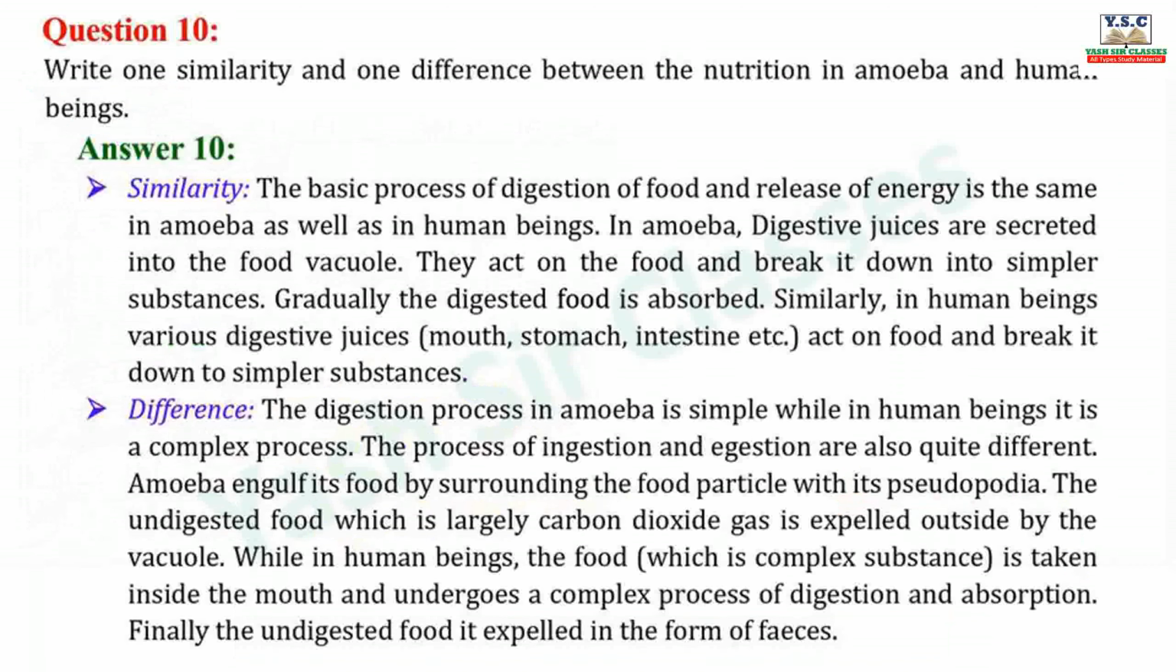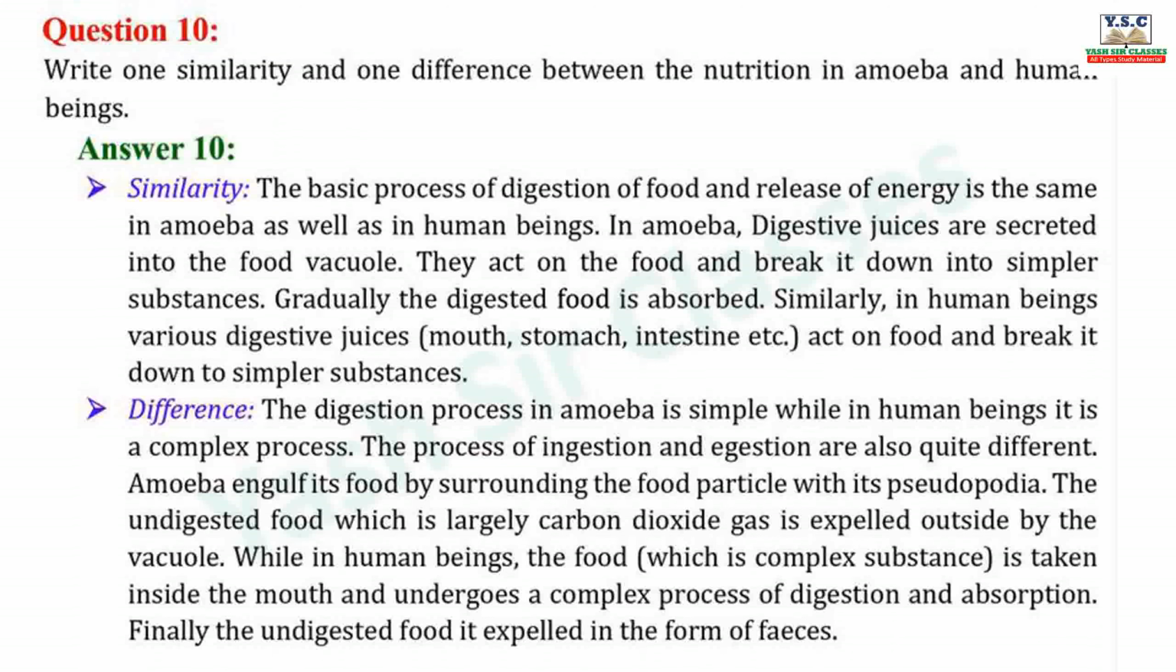Question number 10. Write one similarity and one difference between the nutrition in amoeba and human beings. Answer. Similarity. The basic process of digestion of food and release of energy is the same in amoeba as well as in human beings. In amoeba, digestive juices are secreted into the food vacuole. They act on the food and break it down into simpler substances. Gradually, the digested food is absorbed. Similarly, in human beings, various digestive juices in the mouth, stomach, intestine, etc., act on food and break it down into simpler substances.